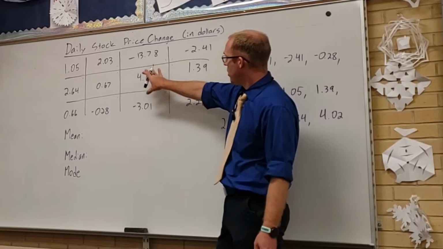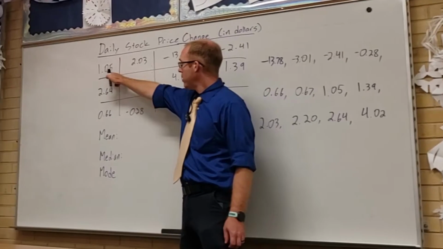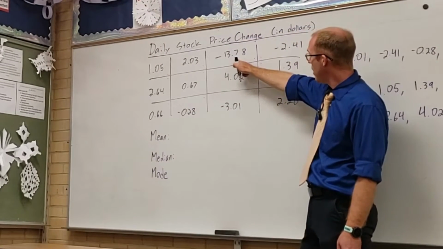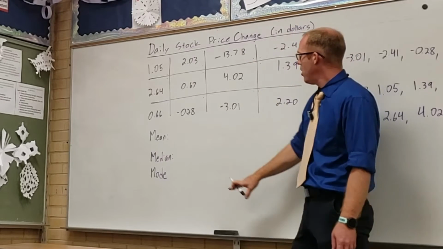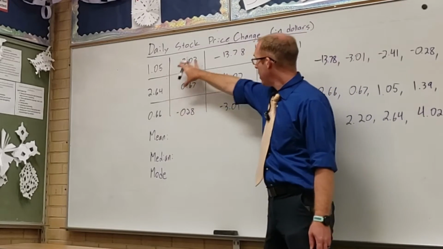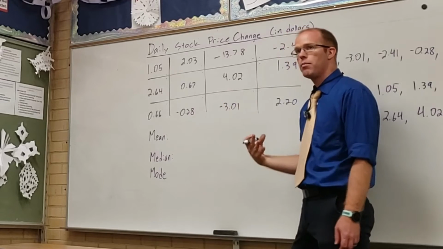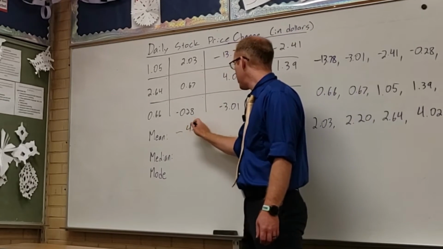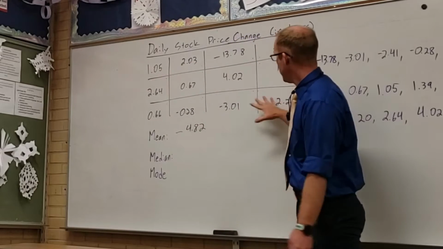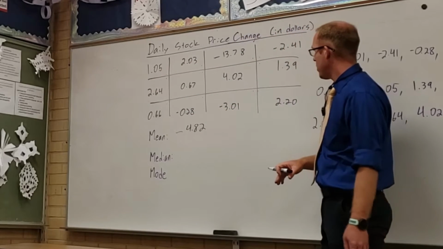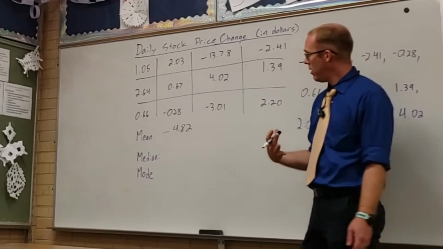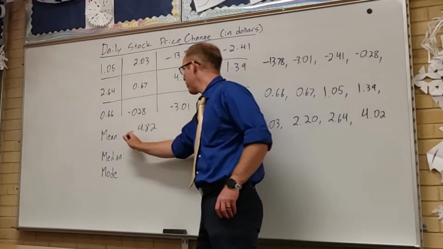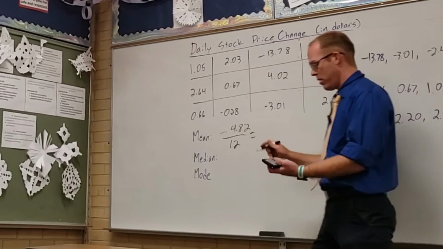Okay, so you can notice that sometimes the stock value goes up and sometimes the stock value goes down. That's what the negatives talk about, and this is in dollars. So to calculate the mean, we're going to add these all together. When we sum those up, we get negative 4.82. So negative 4.82 is adding all of these together. When we are finished with that, we're going to divide by the number of days that we have here, which in this case is 12.